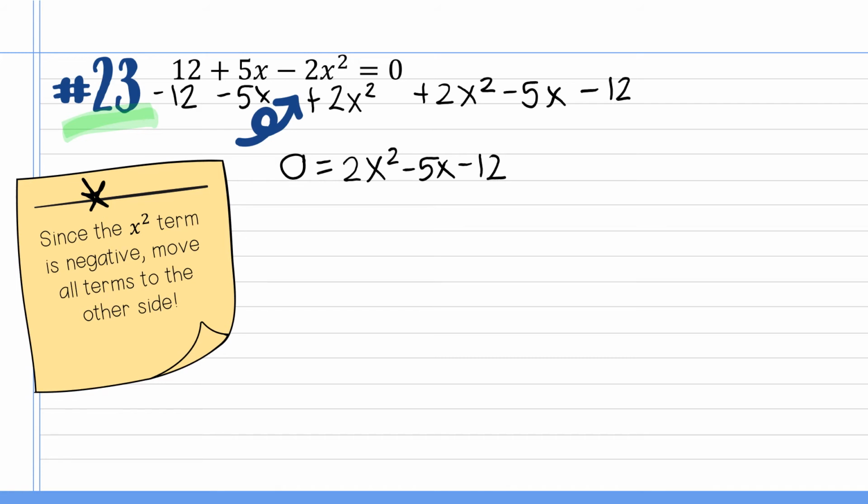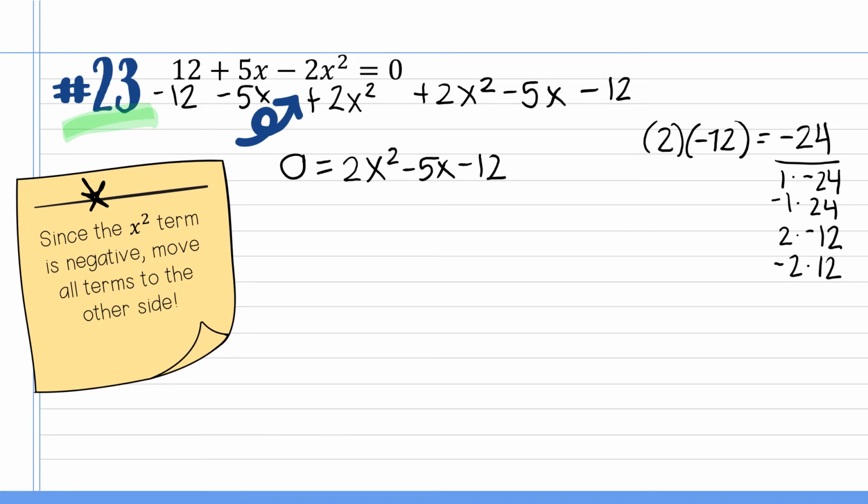We do, however, have to use AC method here. So here we're going to multiply 2 times -12, and we get -24. Now we want to think about factors of -24. We could have 1 times -24, and we could also have -1 times 24. We could have 2 times -12 or -2 times +12. We could have 3 times -8 or -3 times +8. We could have 4 times -6 or -4 times +6.